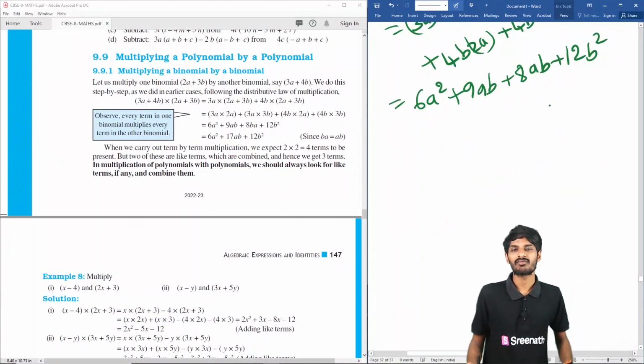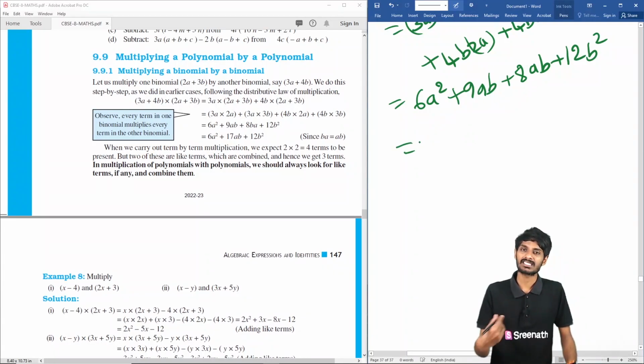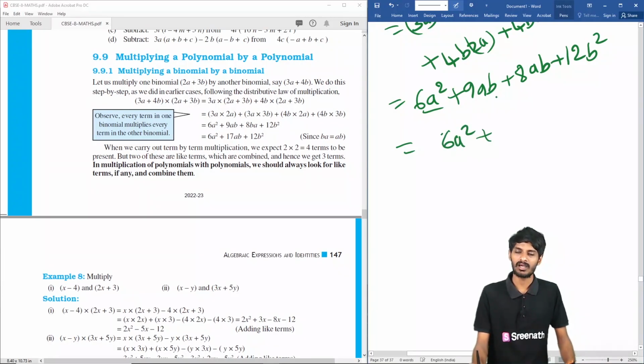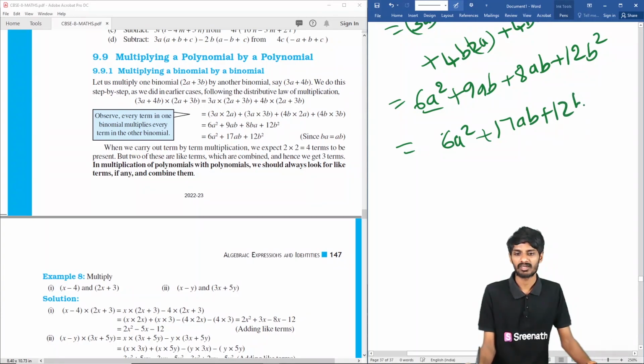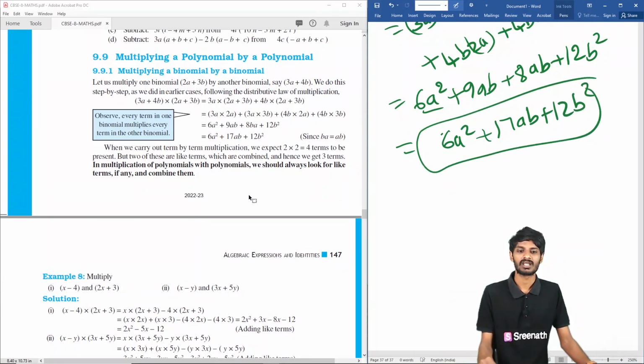So this is the way of answering, students. So simple. Next thing is we have to look for like terms. Here 6a square is there. Is there any like term? No. 9ab, like term? Yes, it is 8ab. How to add? Adding the numbers, 9 plus 8 is how much? It is 17ab plus 12b square. Simple, students. So in multiplication of polynomials by binomials, we should always look for the like terms, if any, and combine them. At the end, you have to look for the like terms.